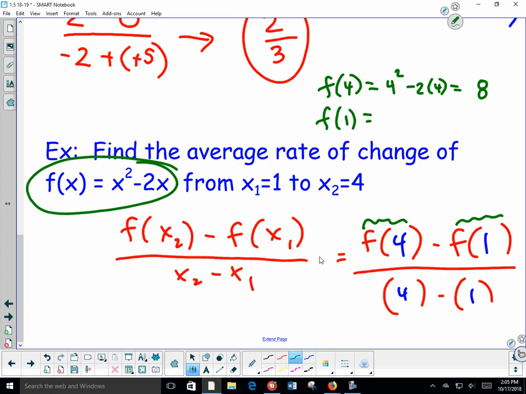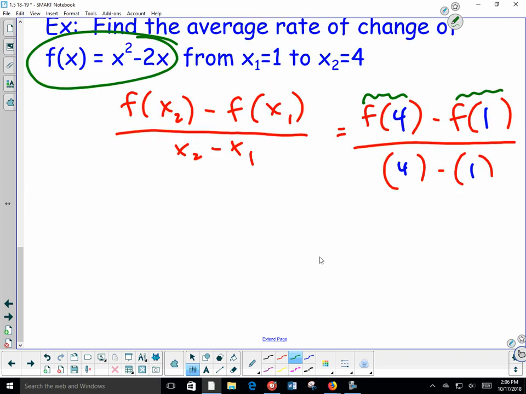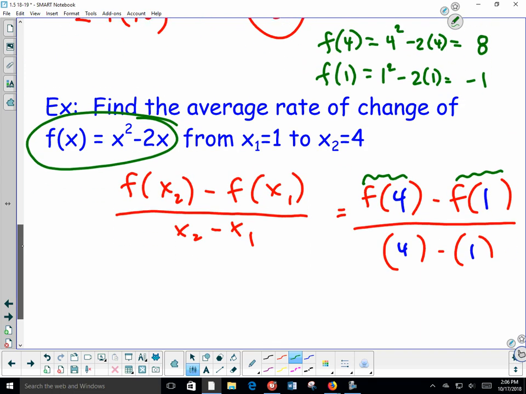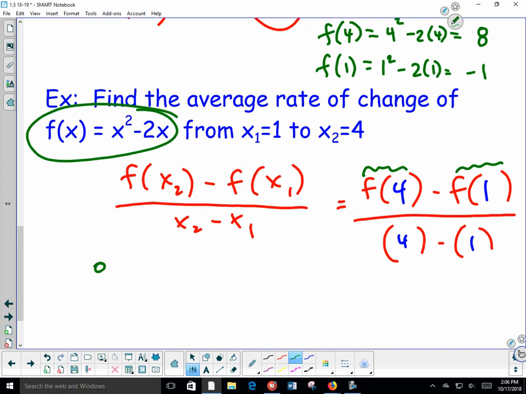All right, how about f of 1? What's that going to be, Veronica? You do 1 squared minus 2 times 1, which is negative 1. Are we okay with this? So filling these values into our formula down here, Kelly, can you help me out with that? You would have 8 plus 4, because it's minus a negative 1, over 4 minus 1. All right, so you got 8 plus 1, that's 9 over 3.